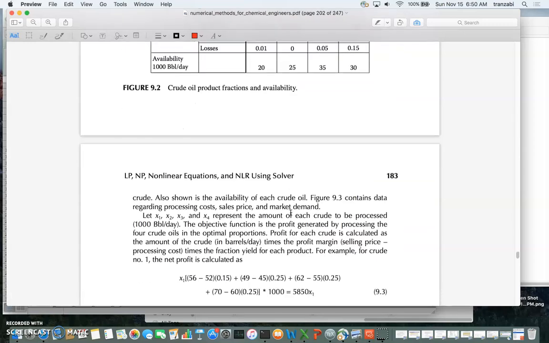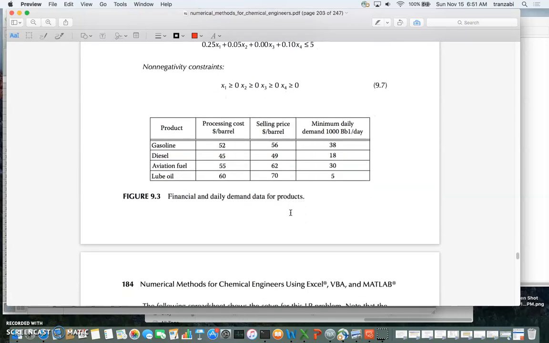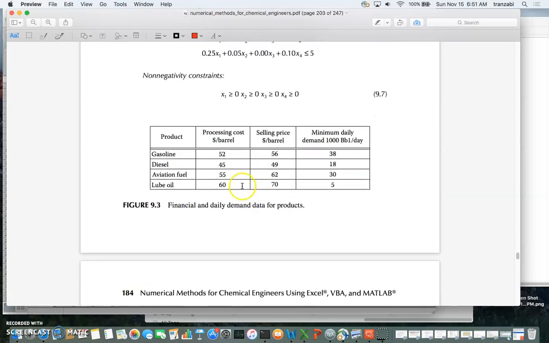Okay, so we have also another table down here. This is still problem 8.2. And this problem is talking about the cost. I have a processing cost, selling cost, and I think this is a typo. This should be maximum daily demand. Well, no, I think this is fine. You can still think of a minimum daily demand. That means the demand is always more than 38, well, 38,000 barrels a day. The demand for diesel fuel is more than 18,000 barrels a day, and so forth, right?